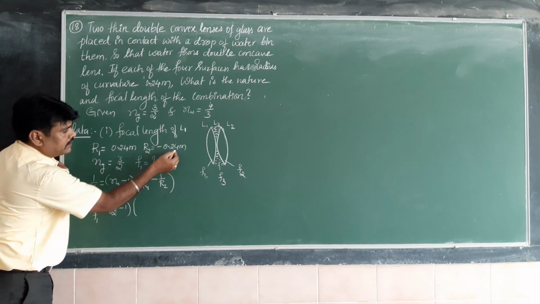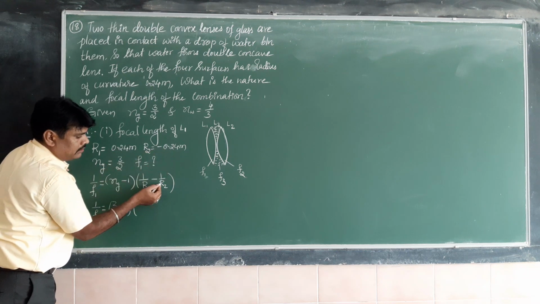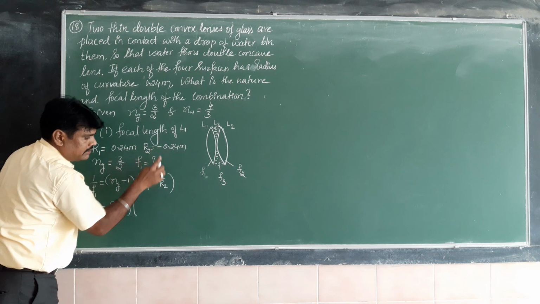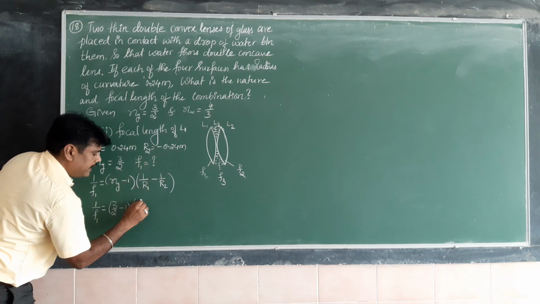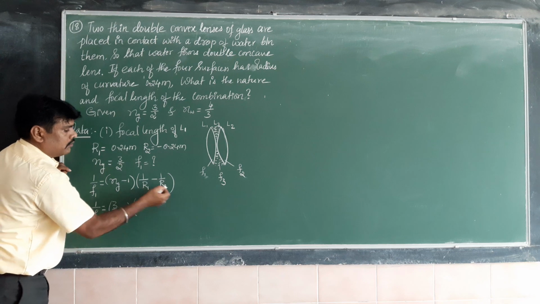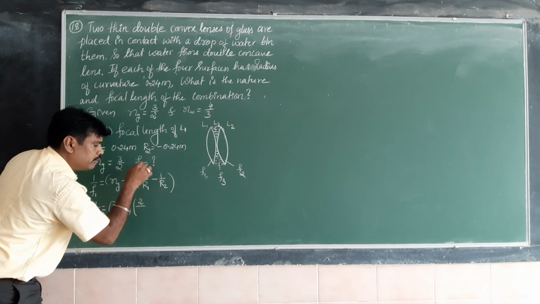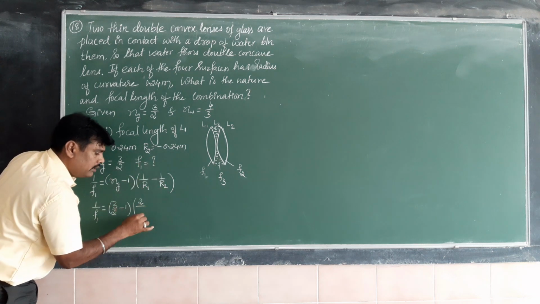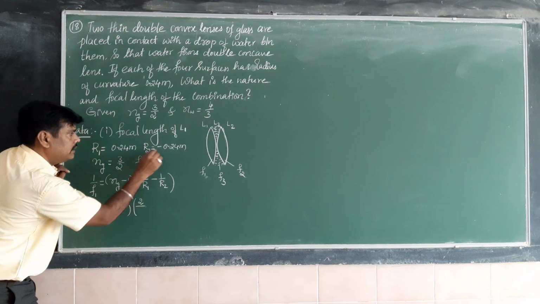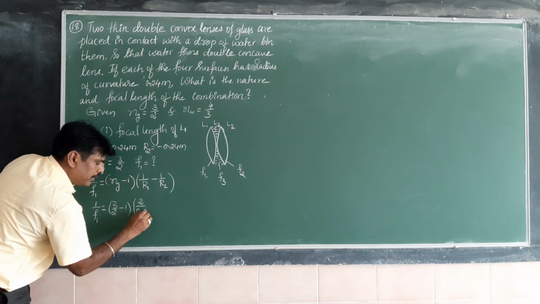So R1 and R2 are the same magnitude, but here it is a negative sign. So R2 is a minus of minus, it will become plus. So finally it will become 2 times, R1 and R2 being the same value. So 1 by R1 plus 1 by R2 will become 1 by R plus 1 by R, which is 2 by R. The R value is 0.24.